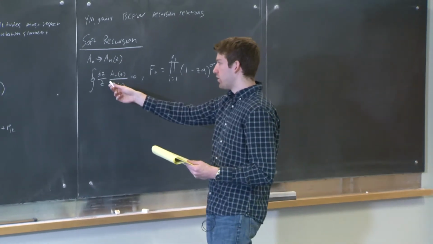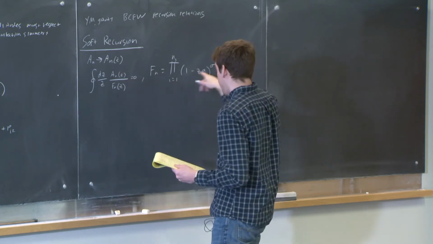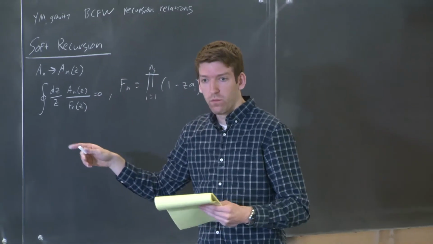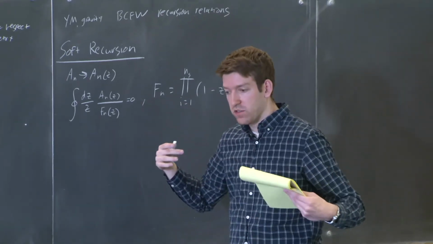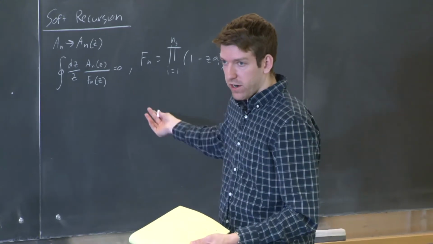So then you can consider this expression, which is your amplitude divided by this Fn function. And the claim is it equals 0. And why do you want to say it equals 0? Well, the argument would be take your contour out to infinity. Your integrand is going to vanish there, so it must be 0.